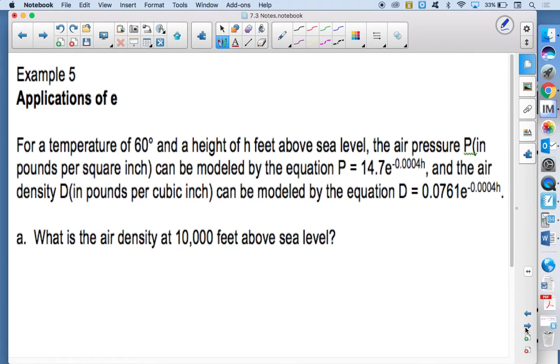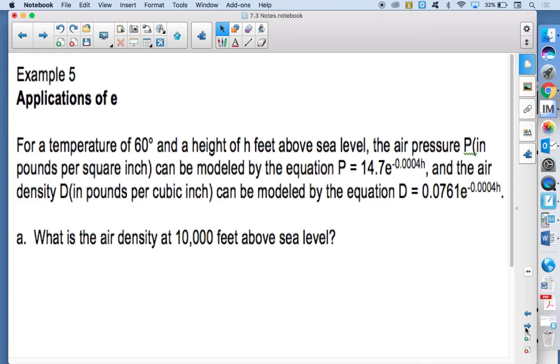So at the bottom, we have two applications, one at the bottom and then the top of the next page. This application is dealing with air pressure and air density, which are concepts in meteorology. If you look on the weather app, sometimes they'll tell you what the air pressure is, and depending where you are, maybe the density of the air. This one is talking about 60 degrees outside and height above sea level, which is generally how you reference height. How far are you above sea level?